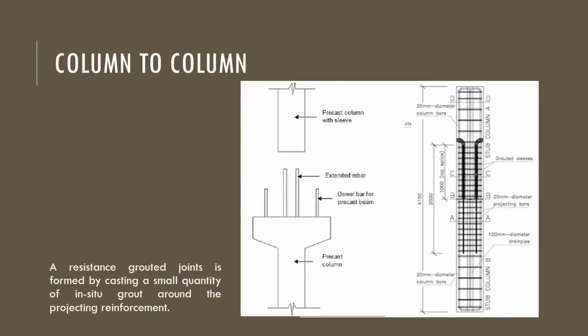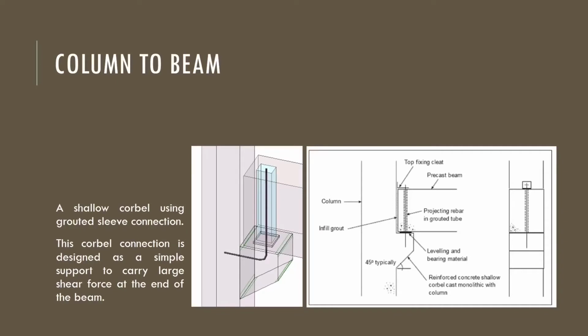Next is the connection between precast concrete columns. A resistance grouted joint is formed by casting a small quantity of in situ grout around the projecting reinforcement. The connection between precast concrete column to precast concrete beam uses a shallow corbel with grouted sleeve connection. This corbel connection is designed as a simple support to carry a large shear force at the end of the beam.